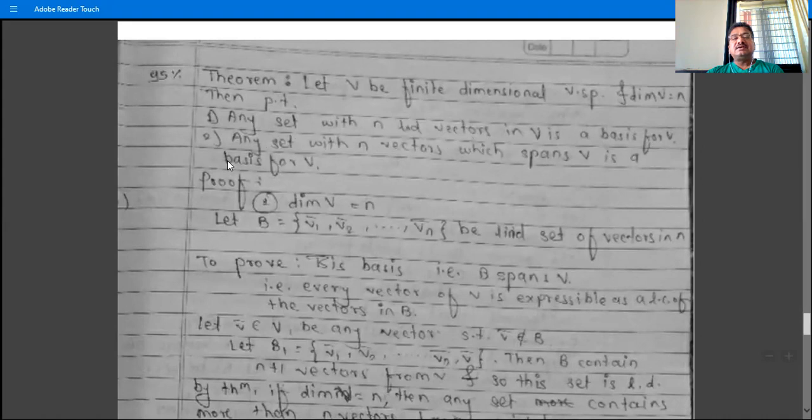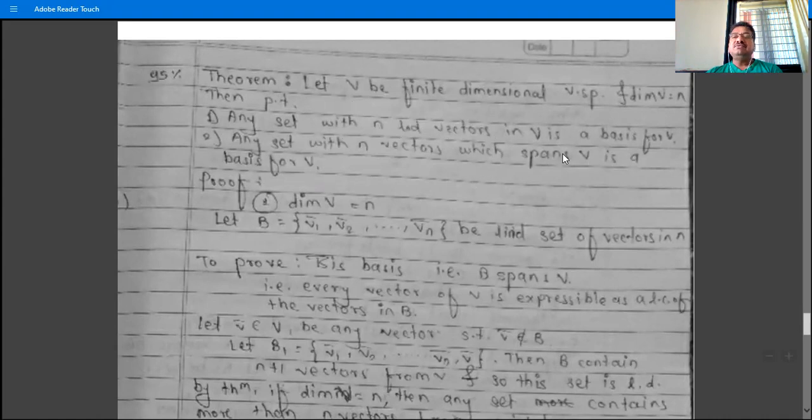And what is the second theorem? Any set with n vectors: that is, if the dimension of V is n, and we are given a set which contains n vectors, and that set spans V, then it is a basis for V. That is, no need to show that the set is linearly independent. These two theorems say that in order to show the set is a basis, we have to show any one condition out of the two. That is, either show the set is linearly independent or show the set spans V.